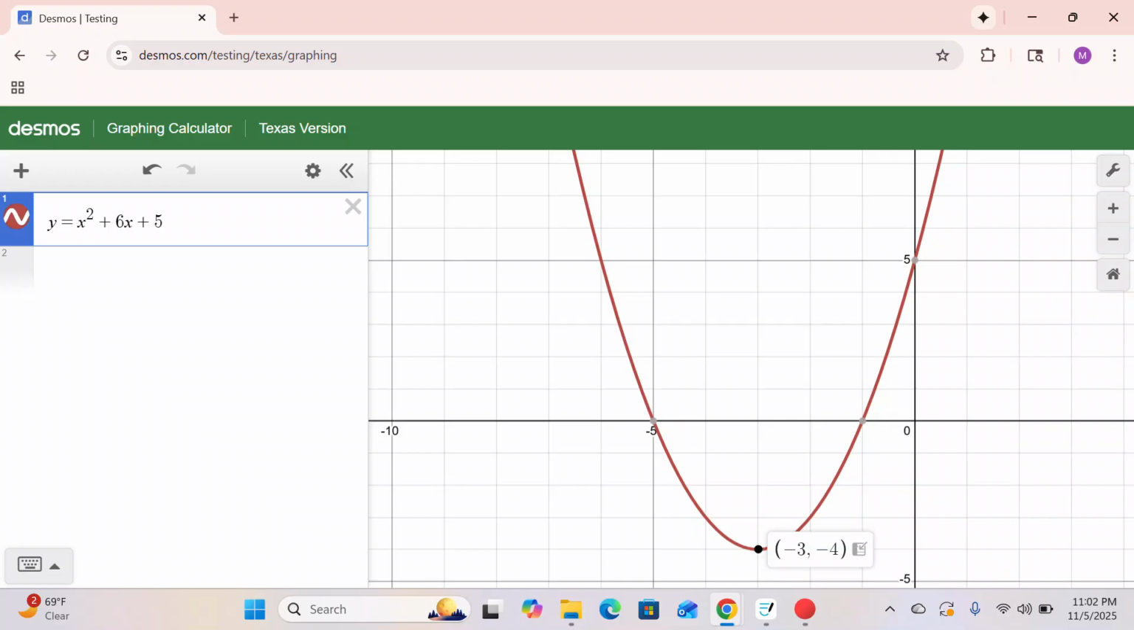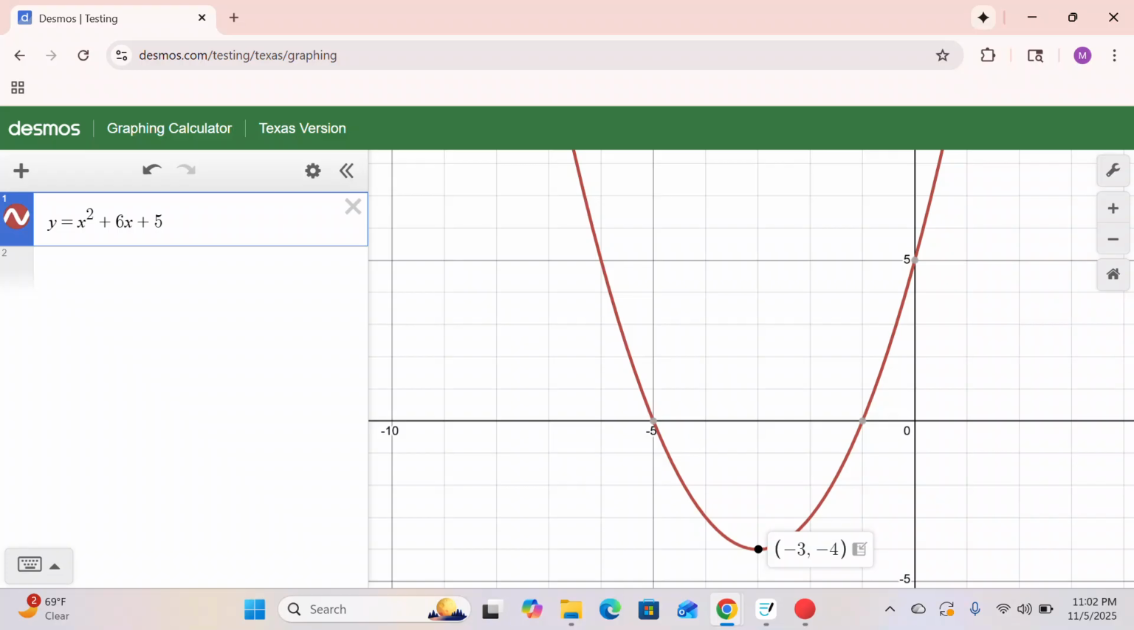You have a cookie, you cut it in half. That's my symmetry line. I have a circle, I cut it in half. That's my symmetry line. The U-shape also has a symmetry line. And looking at this, my symmetry line is always, if it's a U-shape going up or a U-shape coming down, the x value of the vertex. So what is my x value on the vertex? My x value of the vertex right there is -3. So my axis of symmetry is -3.